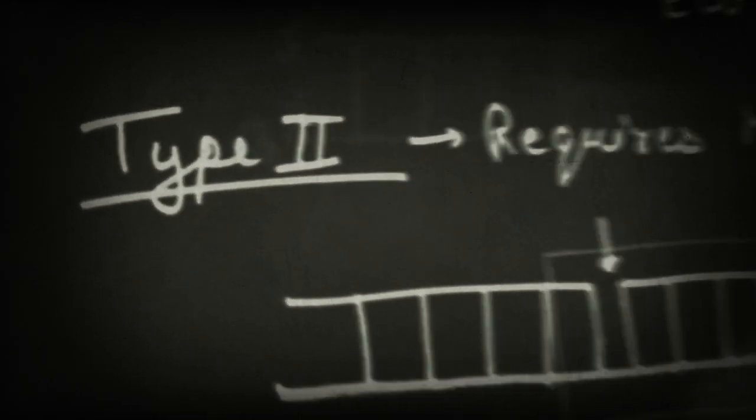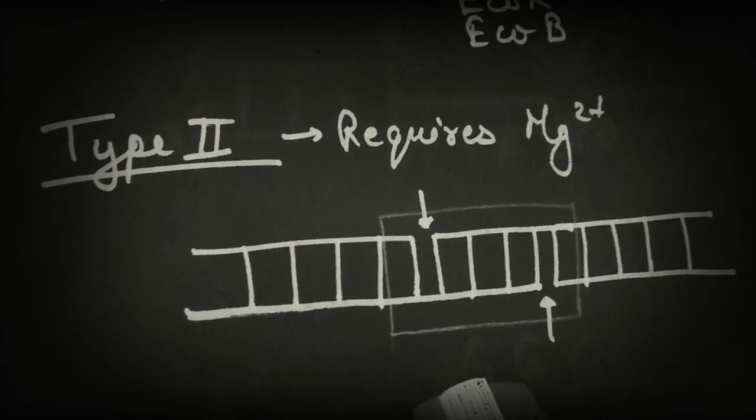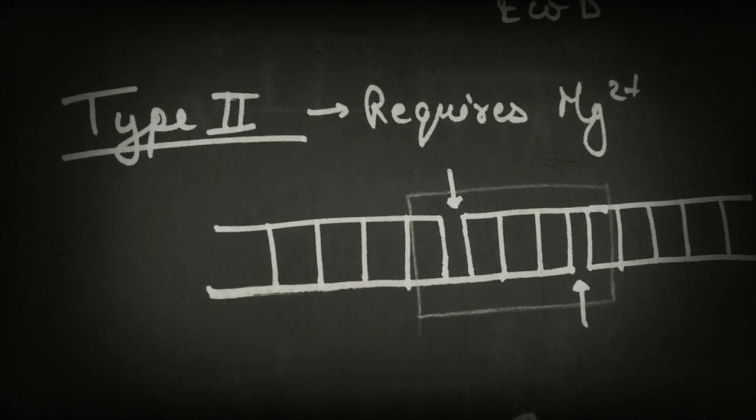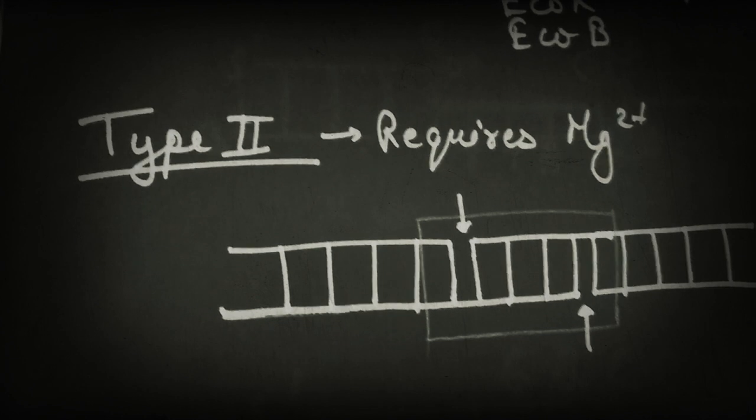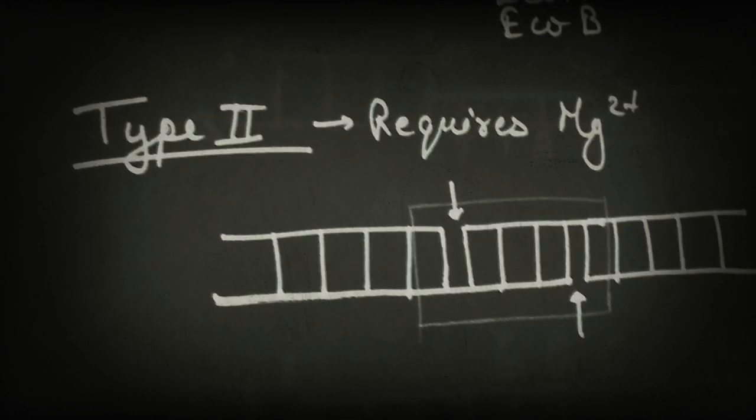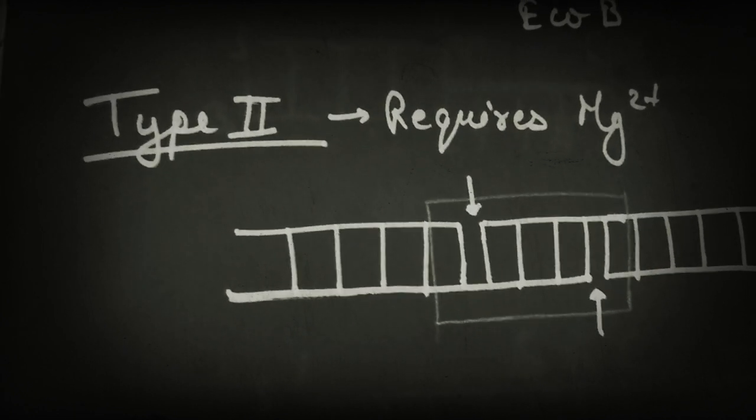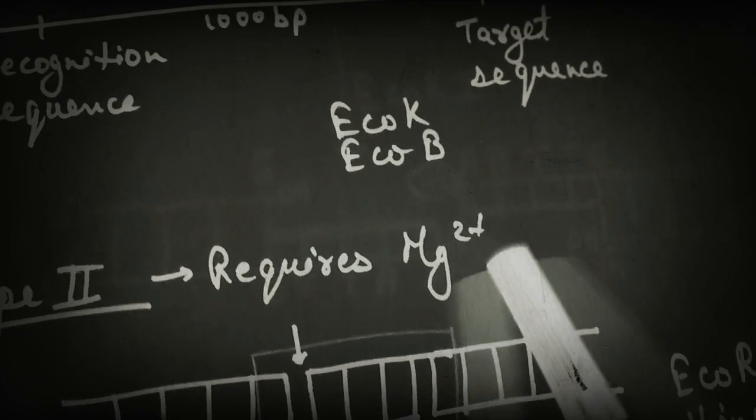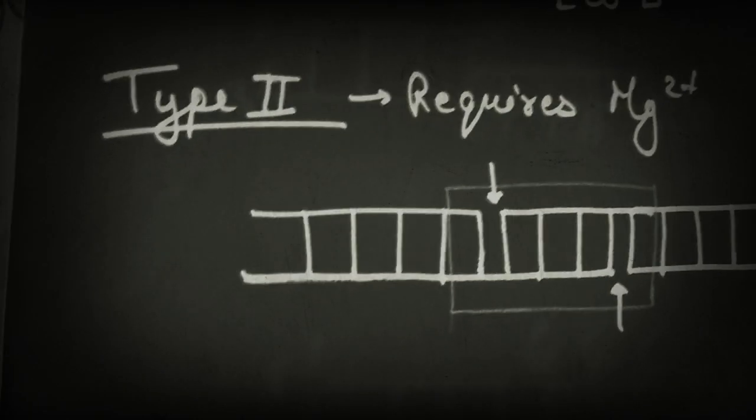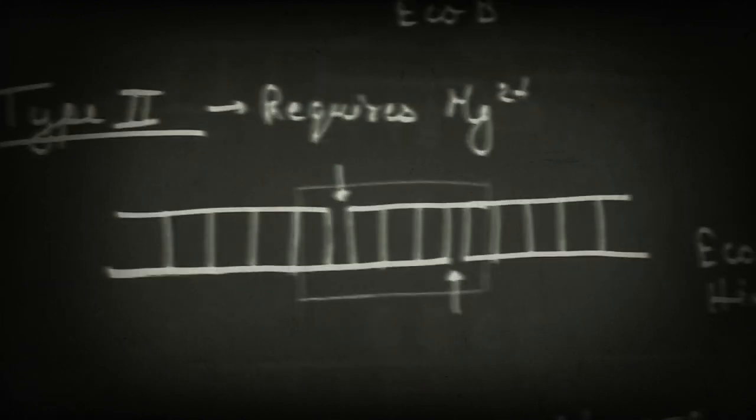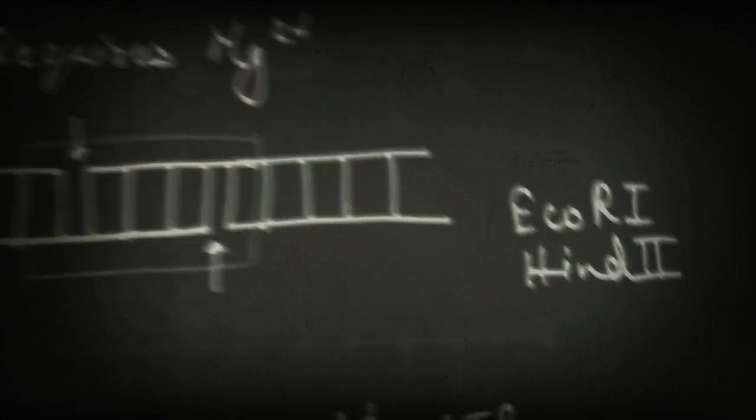Whereas type 2 restriction enzymes recognize and cut within a specific sequence, means its recognition site and restriction site are the same or very close to each other. That's why it is frequently used in genetic engineering, while type 1 and type 3 have only a limited role in genetic engineering. It requires only Mg2+ as cofactor, and here separate enzymes act for restriction and modification phenomenon. Examples for type 2 restriction enzymes are EcoR1, HindII, etc.